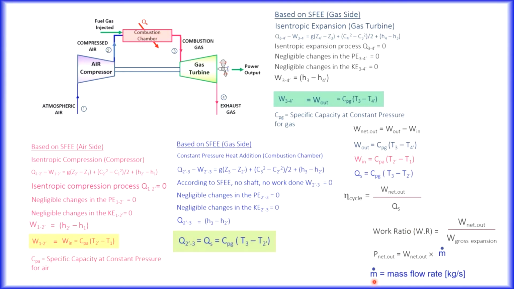If you take the mass flow rate multiplied by net work out, you will get the net work out rate. Or if you take mass flow rate multiplied by heat, you will have the rate of heat transfer. Work net multiplied by m dot, which is mass flow rate, gives you the rate of work, which we usually call power.